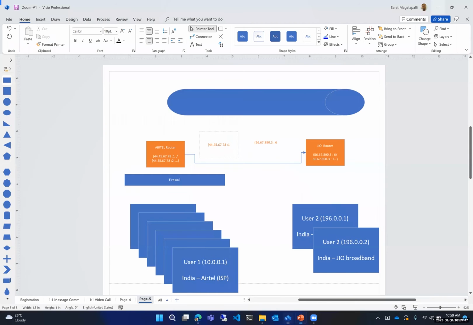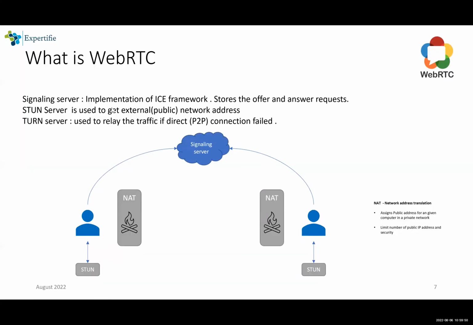That's where you have something called STUN servers. Basically, the STUN server is used to get the external public network addresses. Understood? So STUN is a kind of server, implemented using the WebRTC protocol. Whenever you are implementing the WebRTC protocol, in the background it will do certain calculations. The protocol has an algorithm to identify the public address for a given user.